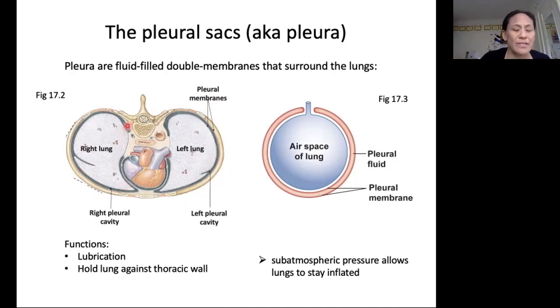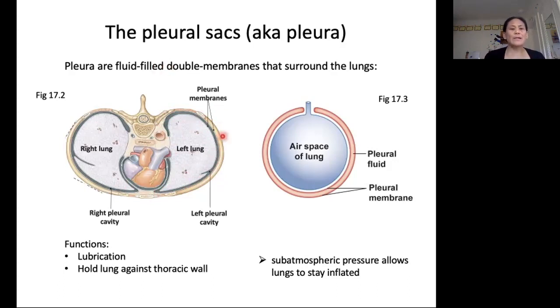Okay, so what you can see, you have the right lung, the left lung. The pleural sacs are these sacs that you can see in this dark blue outside of each lung. They're basically a sac, so they have one membrane. Looking at the left lung, you have one membrane that adheres to the outside of the lung, and then the other membrane adheres to the ribs. And they're fluid filled.